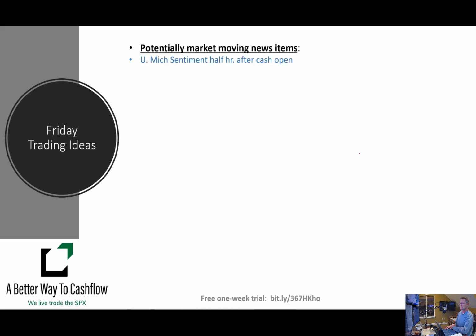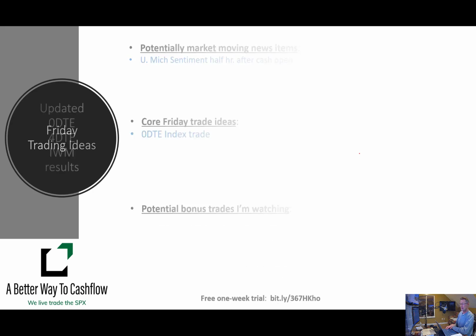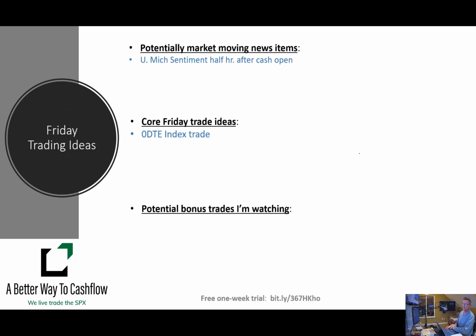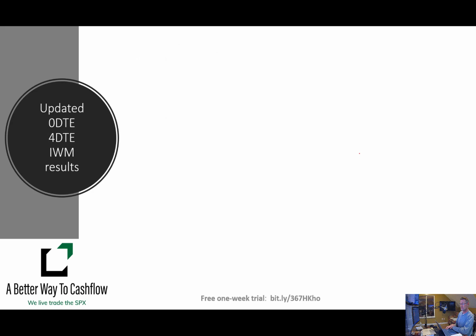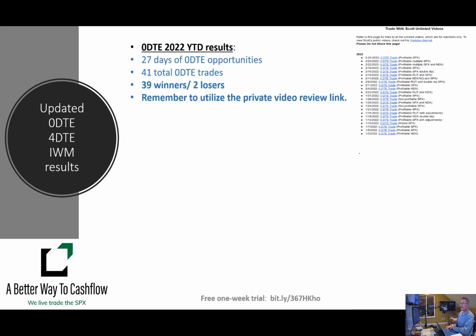Friday's trading ideas. We've got the University of Michigan Sentiment Index coming out about a half hour after the cash market opens up. It is a Friday, so our main focus will be the 0DTE index trade, and I don't really have anything else on tap for Friday other than closing out the week strong with another good 0DTE opportunity.